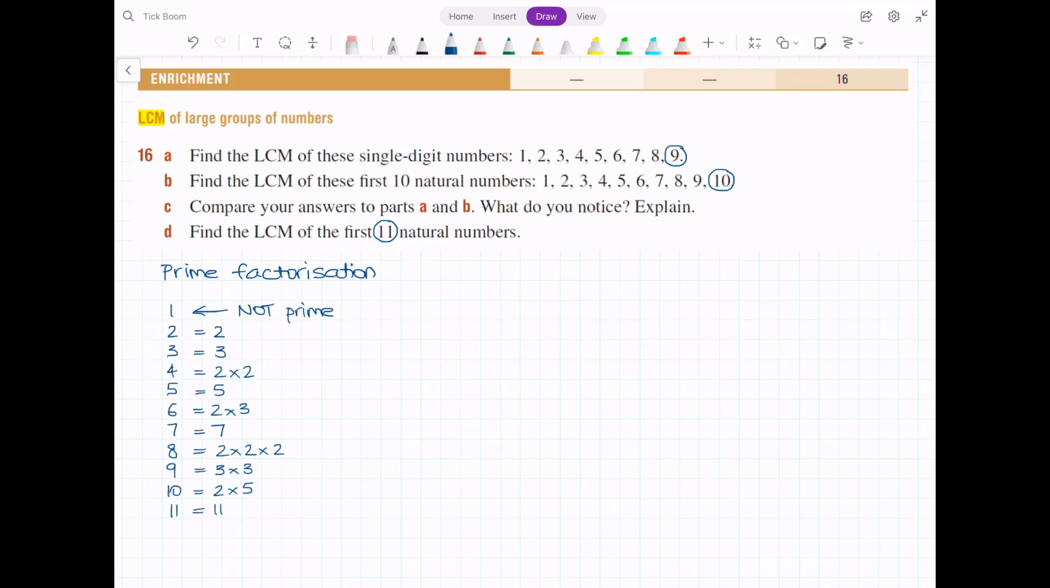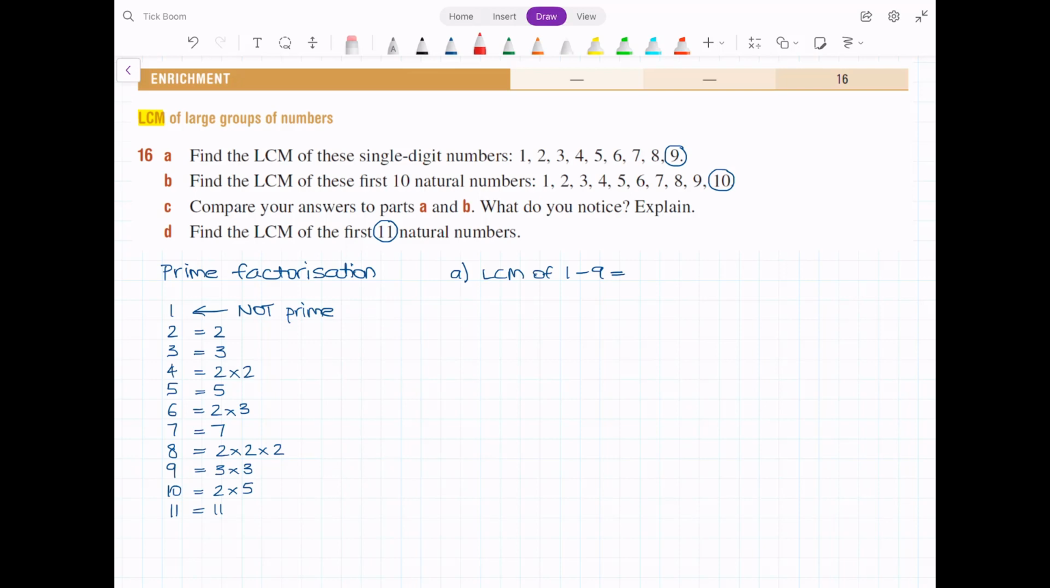So now we've got all the ingredients we need, so we can start with part A, which wants us to find the lowest common multiple of the numbers 1 through to 9. So the way we can work that out is we go through each of these prime factorizations, we circle a number the first time it occurs, and then we cross out the first occurrence of that same number in any of the other prime factorizations, and then we multiply all the circled numbers.